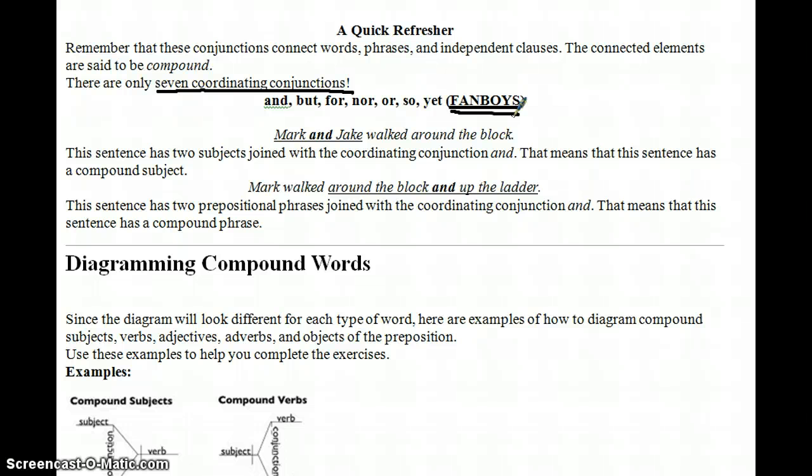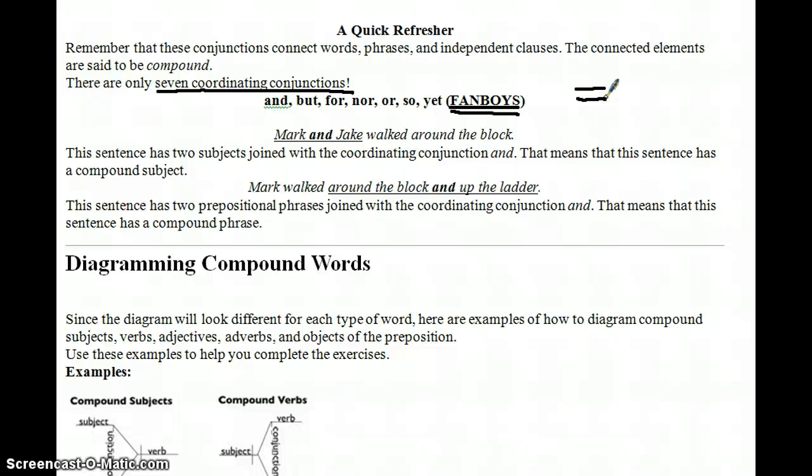The 7 coordinating conjunctions. And I like to think of these coordinating conjunctions as equal signs. They basically balance 2 items on either side of them, okay? So when we diagram them, we have to first recognize the fanboy in the sentence, and then we have to ask ourselves, what are the 2 balanced elements on either side of that coordinating conjunction?